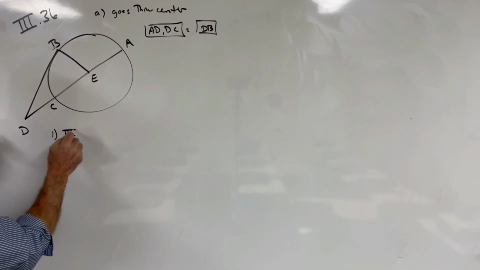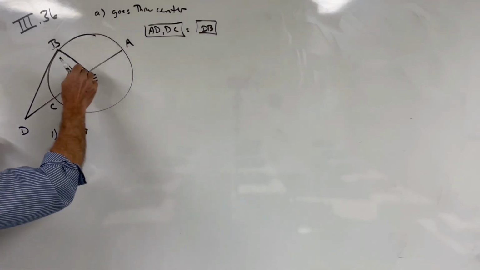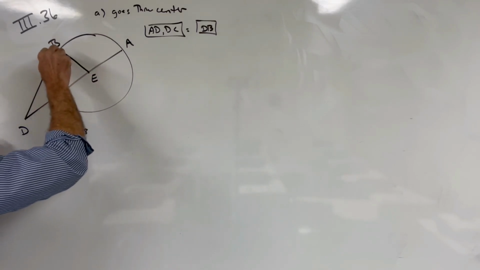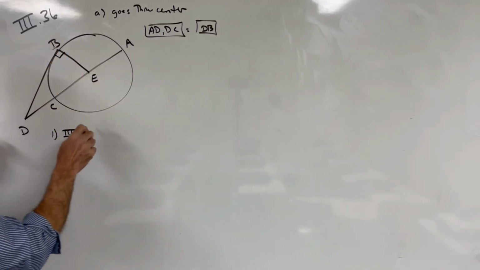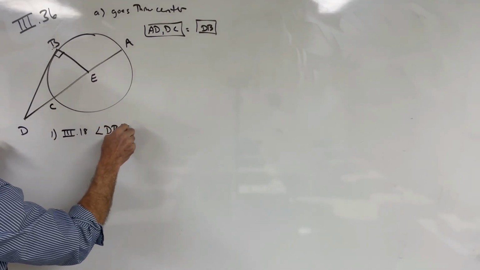And we know from Book 3, Prop 18, that when we connect a line from the center to the point of contact of a touching line, it will contact that tangent line at a perpendicular angle. So angle DBE is a right angle.